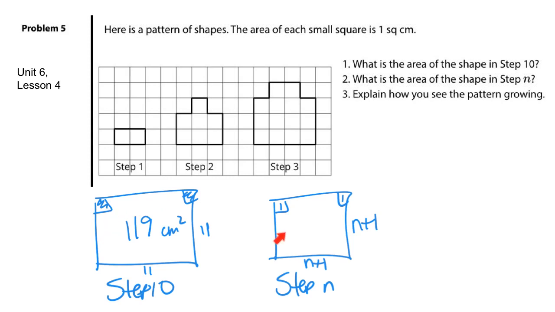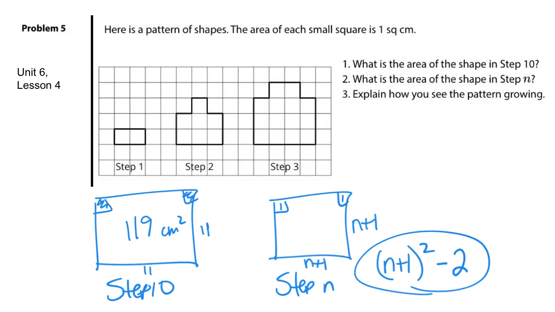Number 2, now we're just going to generalize that to step n. So again, the side length is 1 greater than my step number. And I'm going to multiply that by itself to get our area of the square. And then I'm going to subtract 2 because I'm subtracting 1 from each of those top corners. And so this is the area of shape n. And number 3, explain how you see the pattern growing. Well, we're just putting that into words. The side length is 1 greater than the step number, and we're subtracting off the top 2 corners.